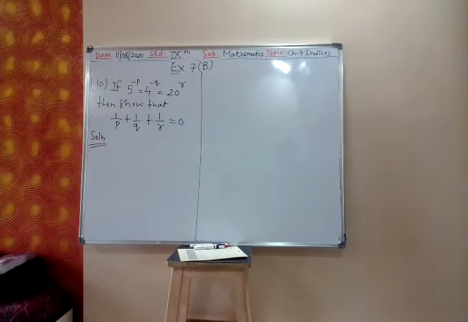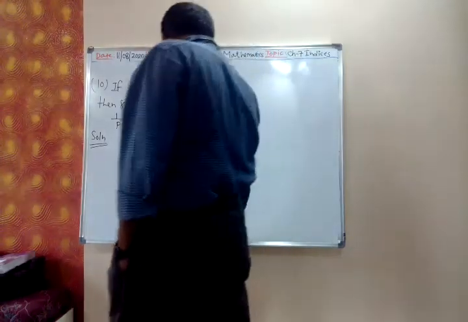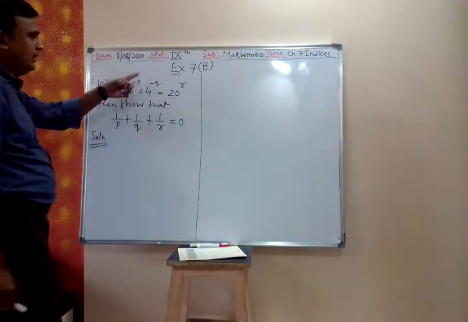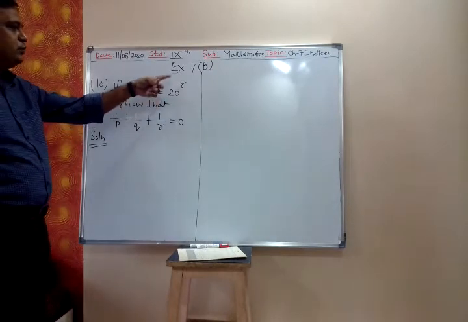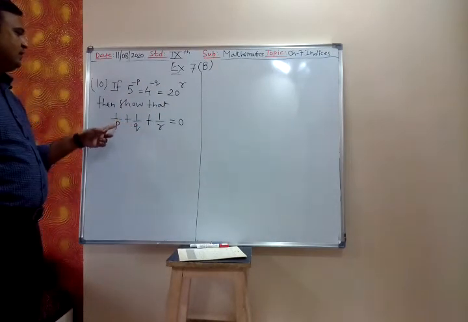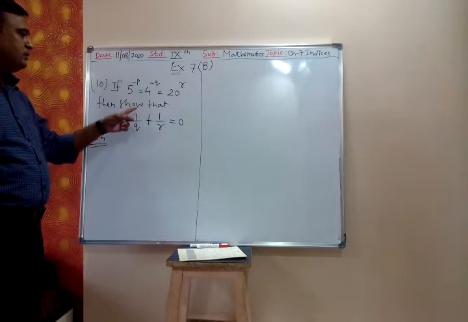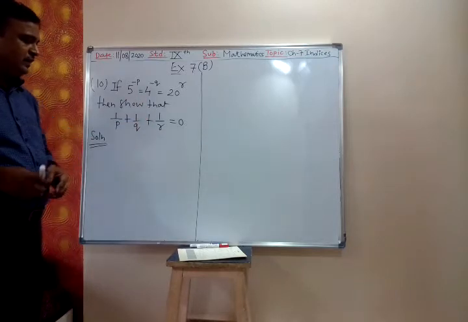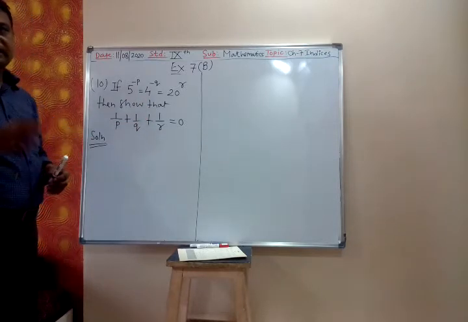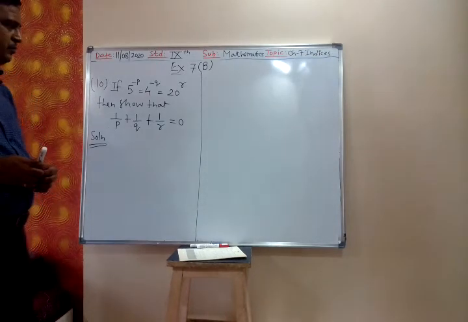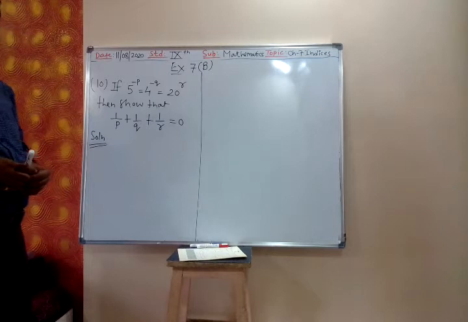Now question number 10, exercise 7b. If 5 raised to minus p is equal to 4 raised to minus q is equal to 20 raised to r, then show that 1 upon p plus 1 upon q plus 1 upon r is equal to 0. This is same as question number 9. What you want, you will solve or I should solve? Yes, important. This type of problems are important.